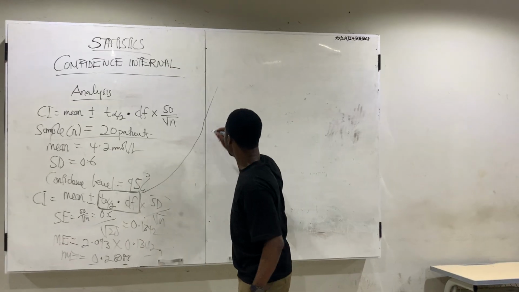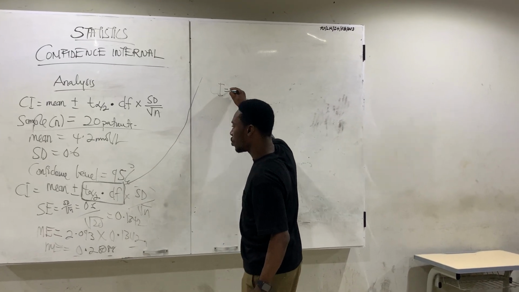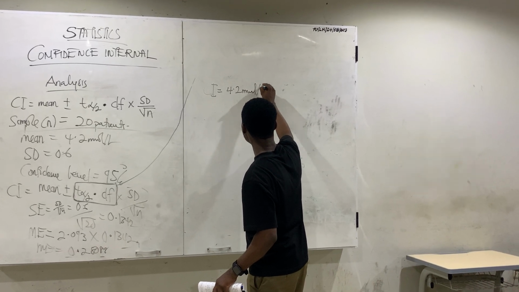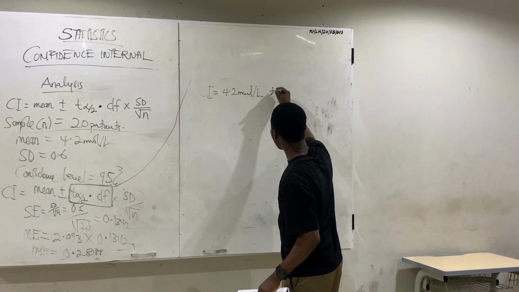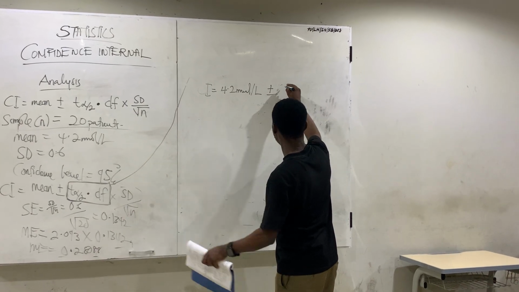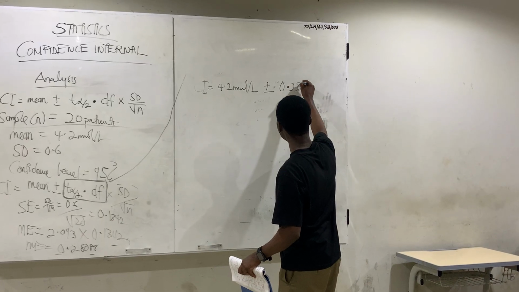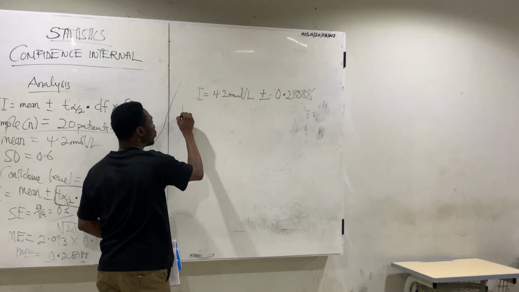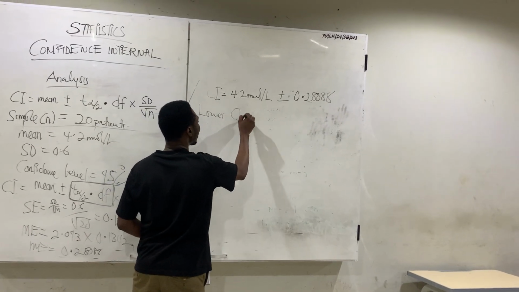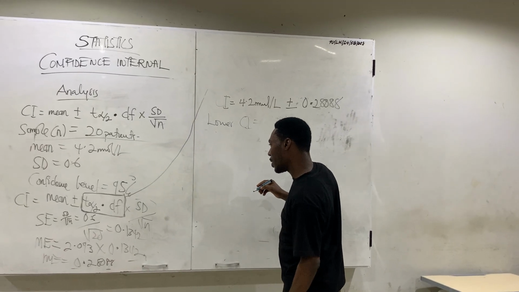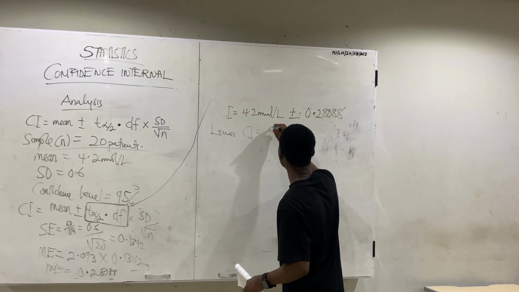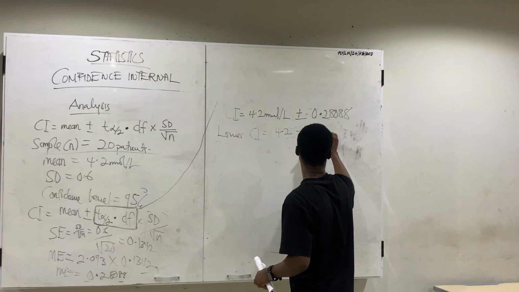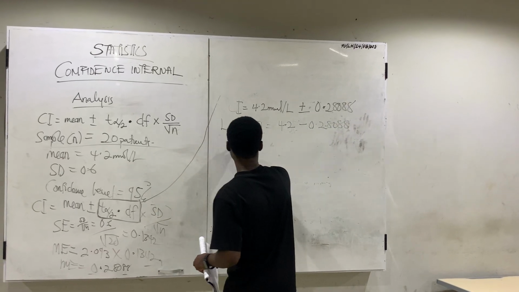And we have the mean in the question already. So CI will be equal to the mean, what we have, 4.2 millimole per liter, plus or minus the margin of error, 0.28088. Now, after you've gotten here, you do the lower CI. What's the formula for the lower CI? The lower CI is going to be 4.2 minus 0.28088. Then you get the upper CI.